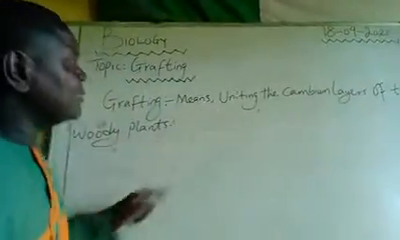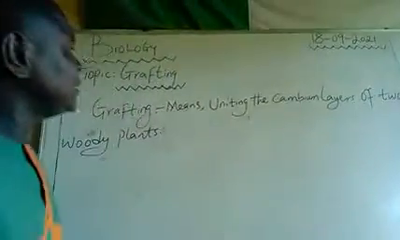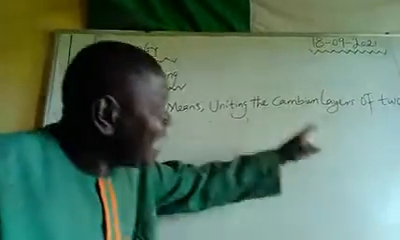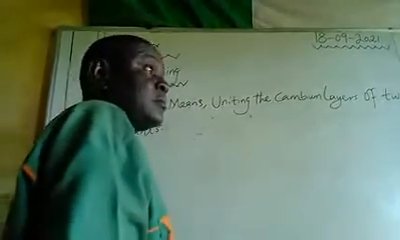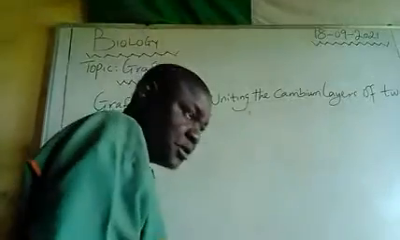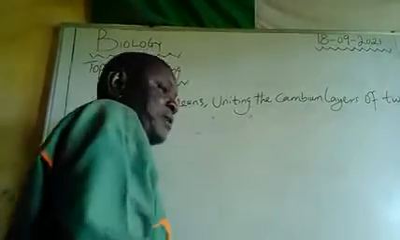Grafting means uniting the cambium layers of two woody plants. I'm going to explain it in details with the aid of diagram.